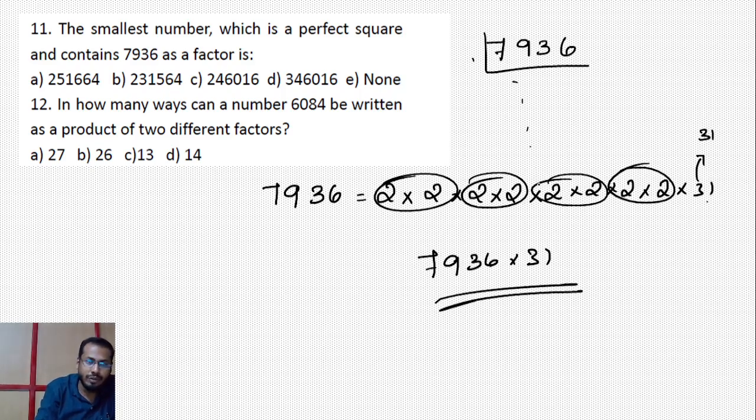It will be 246016. That's the answer. Same concept: I am pairing all the numbers, and for the one without a pair I need to multiply with that number and get the perfect square number. And look at the next one.